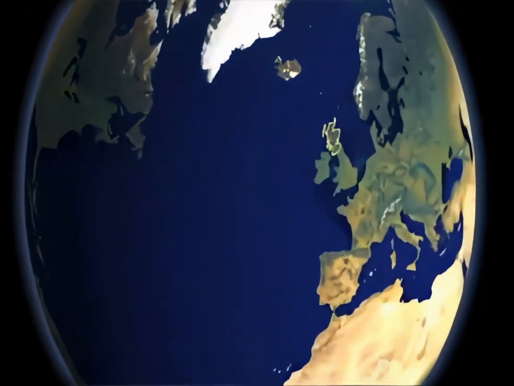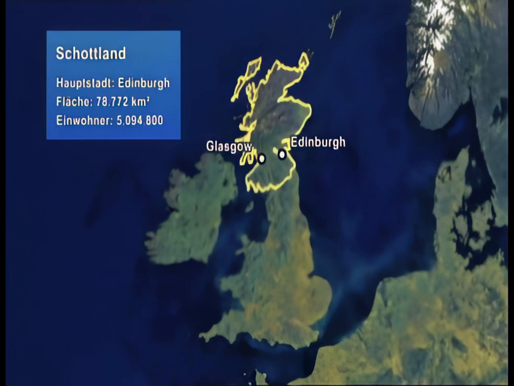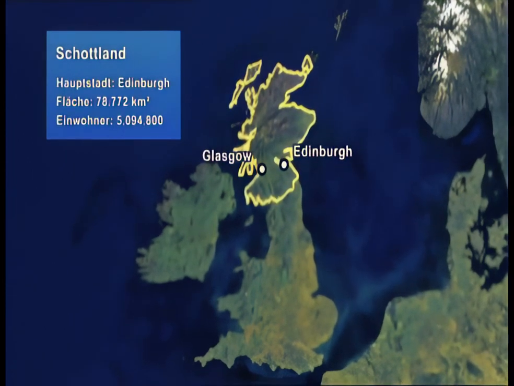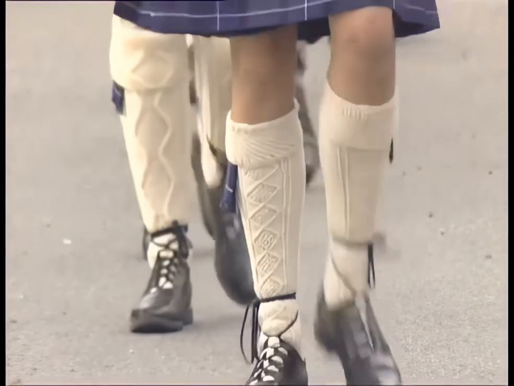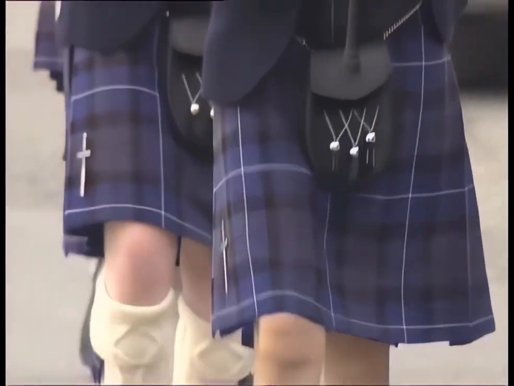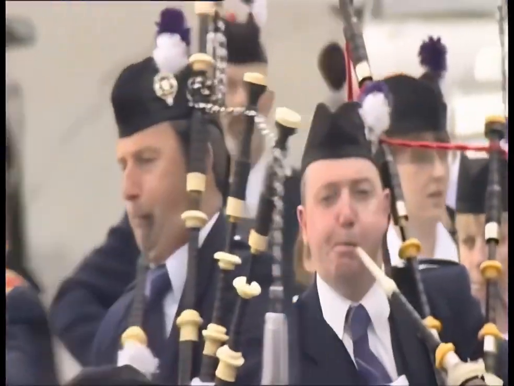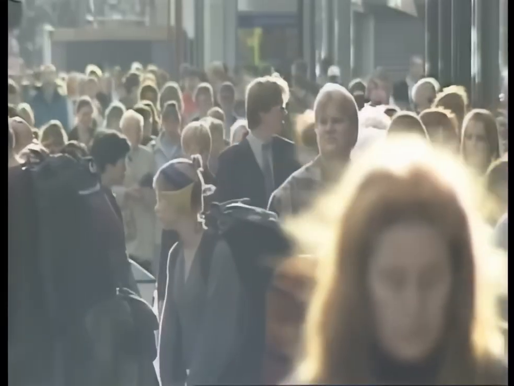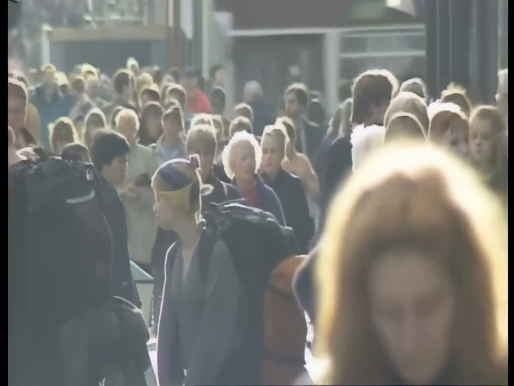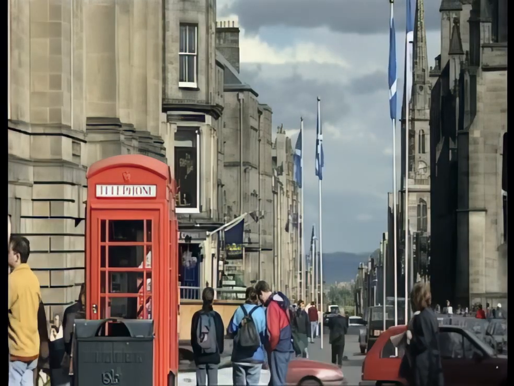Scotland is situated in the northern third of Great Britain, and apart from the mainland, is made up of several islands. Up to 1707, Scotland was independent, but with the Act of Union, the country with the Highlands became part of the United Kingdom. Scotland has a good 5 million inhabitants, which makes it the second most populated nation in the United Kingdom. 2 million of them live in the capital, Edinburgh.